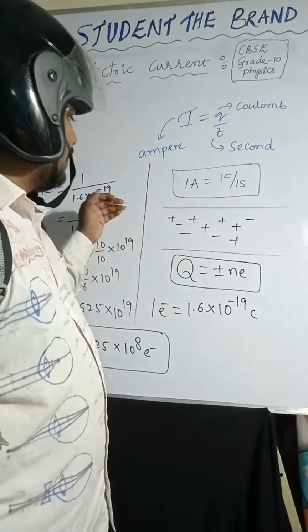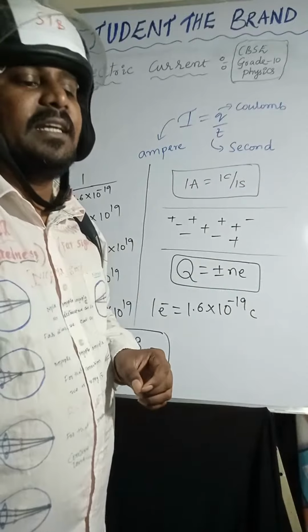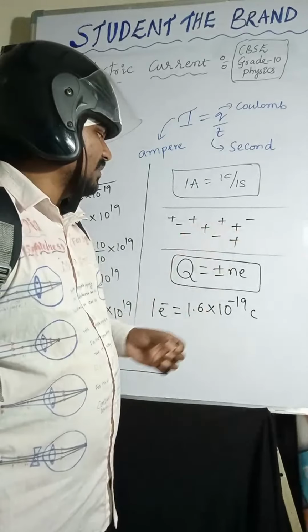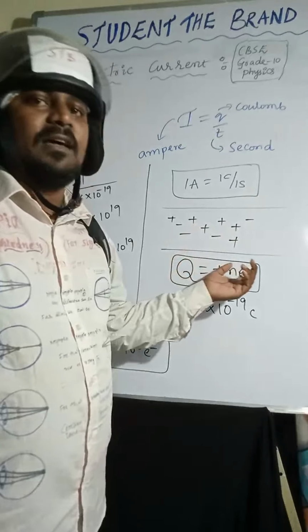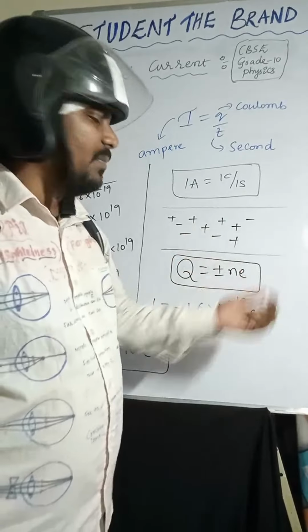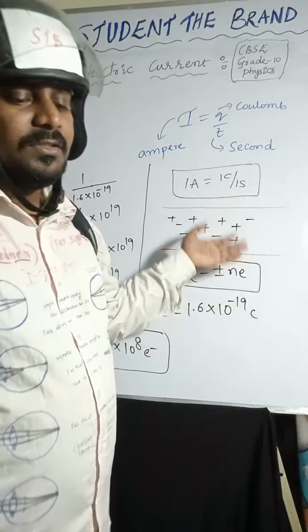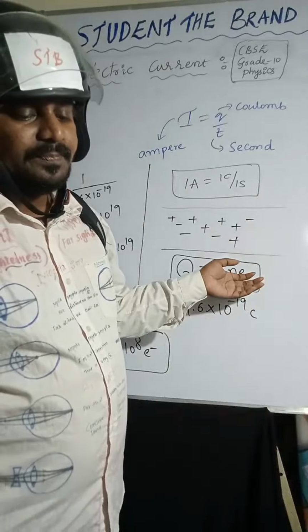Right. Now, charges are moving inside of the conductor. Charges I am taking, so Q equal to plus or minus Ne. N is the number of charges. If it is positive, positive; if it is negative, negative.